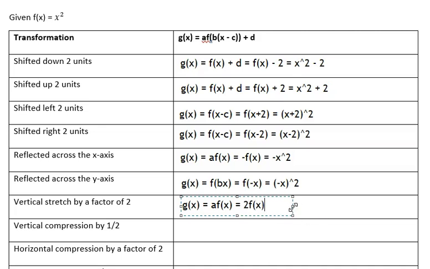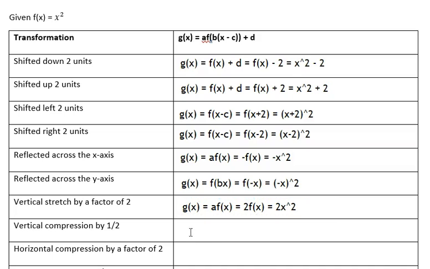So basically, we're saying 2 times x squared. The transformed function in this case would be 2x squared. The 2 is not squared, just the x, because 2 is being multiplied by the function. It's not actually being plugged into the function.